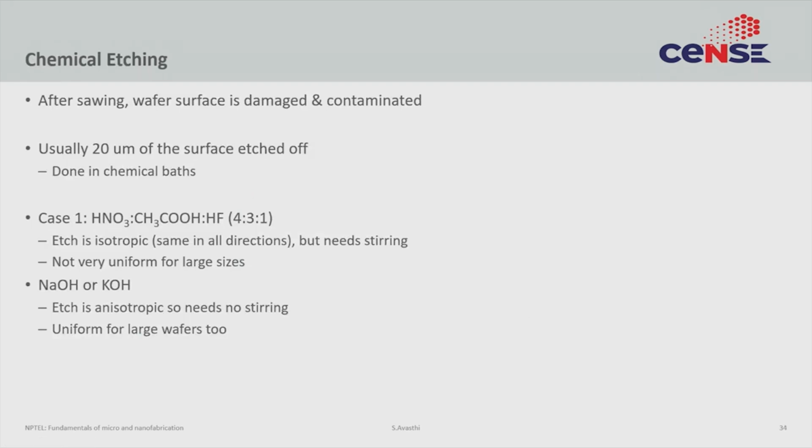After that, the ingot is sawed into wafers. But during the sawing process, you always create damage at the surface. So in order to remove that damage, typically you etch around 20 microns off the surface of the wafer. This is typically done chemically using a variety of baths. Some of them are acidic in nature, some of them are basic in nature.